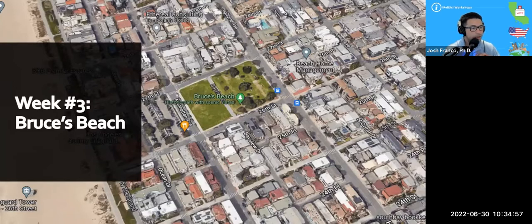This is a Google Maps screenshot of Bruce's Beach located in Manhattan Beach, California, which is in Southern California, Los Angeles County. And if you've been through Manhattan Beach, you'll notice this pocket, this park. I remember unknowingly, as I had visited Manhattan Beach several times, it's like, oh, that's a nice park. But with anything public, there's always a history to it.